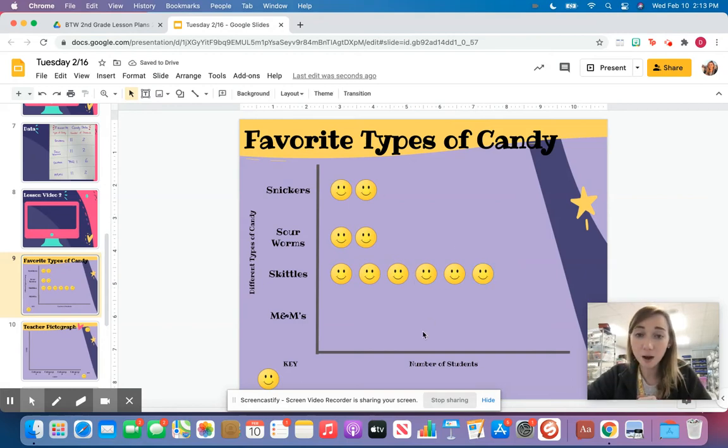So I want you guys to pause and make sure that you have 2 smiley faces next to Snickers, 2 smiley faces next to sour worms, and 6 smiley faces next to Skittles on your paper. So hopefully we paused and we are all ready with 3 of our categories done. Are we done though? No, because we had some people who chose M&Ms.